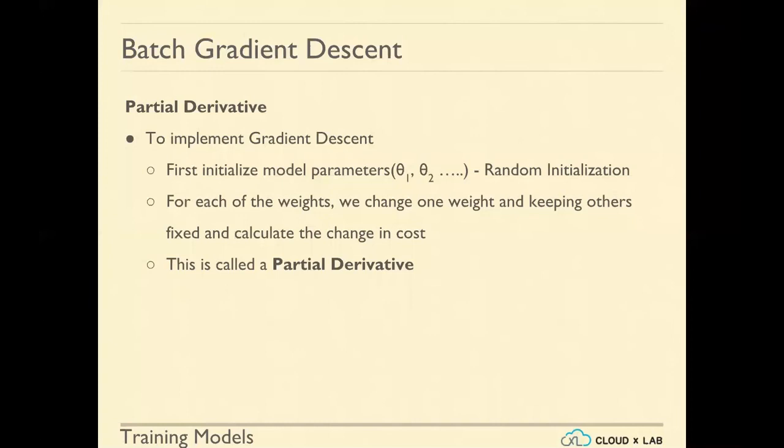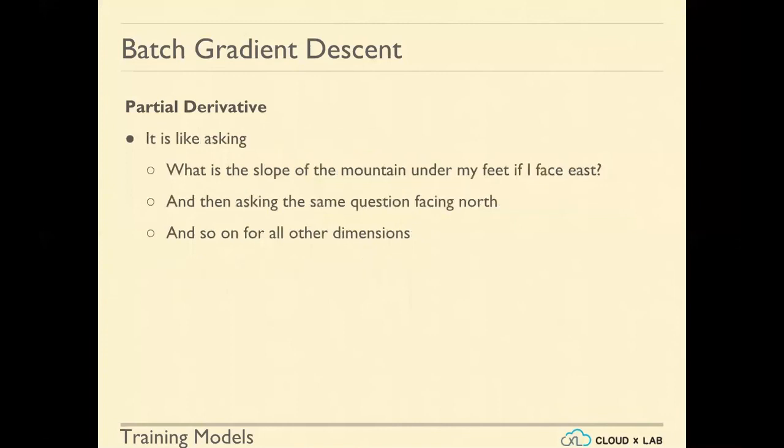So partial derivative is when we are just moving along the x-axis and not moving along the y-axis. We compute the partial derivative the way we computed earlier: we change only one value while keeping the others fixed, so the other values are considered constants, right? To implement gradient descent, we first compute the partial derivative, which is like asking what is the slope of the mountain under my feet if I face east, and then asking the same question by turning to the north. And we do that for all dimensions.